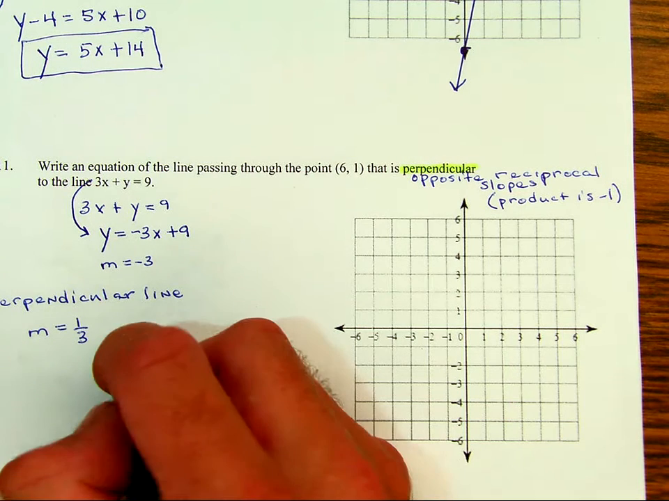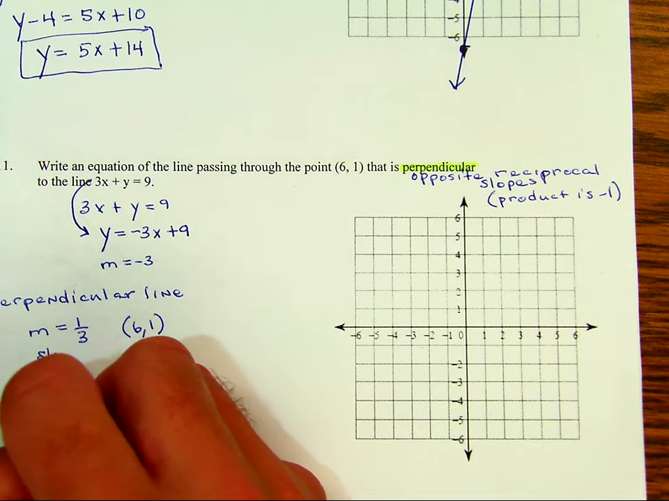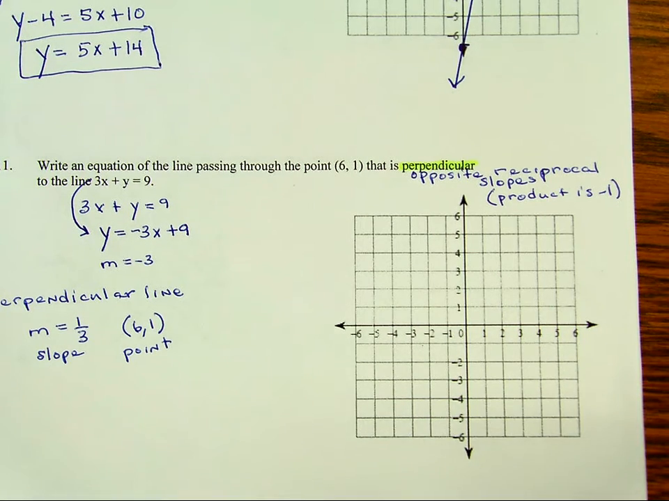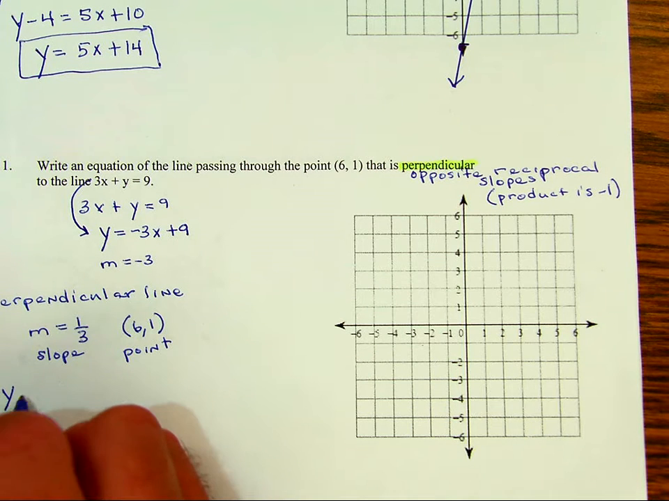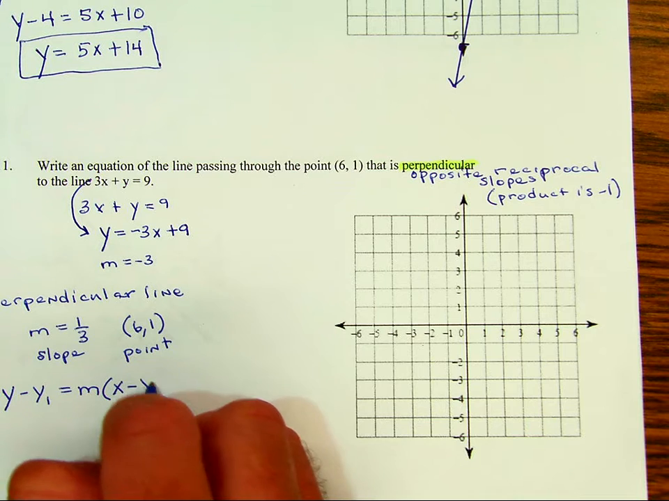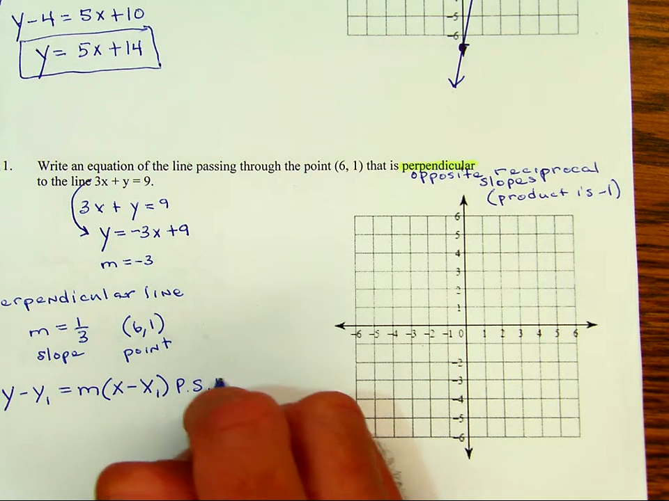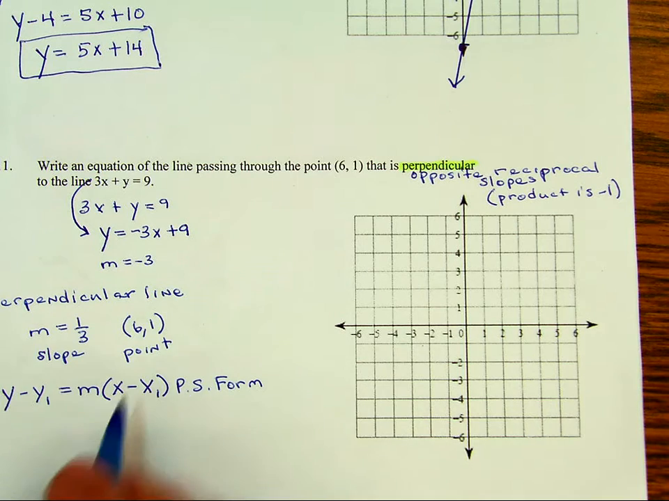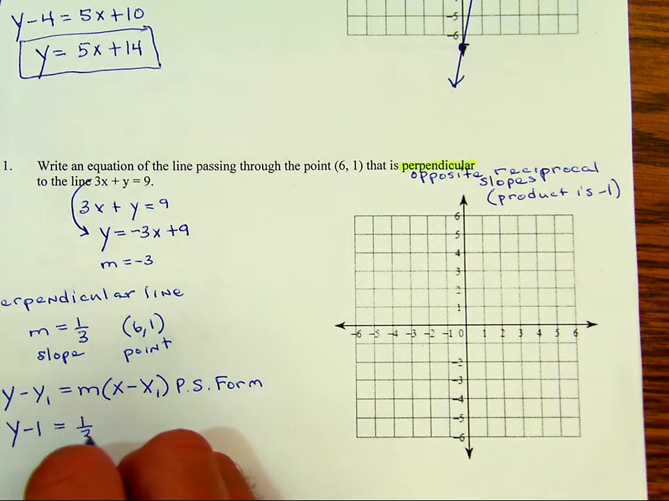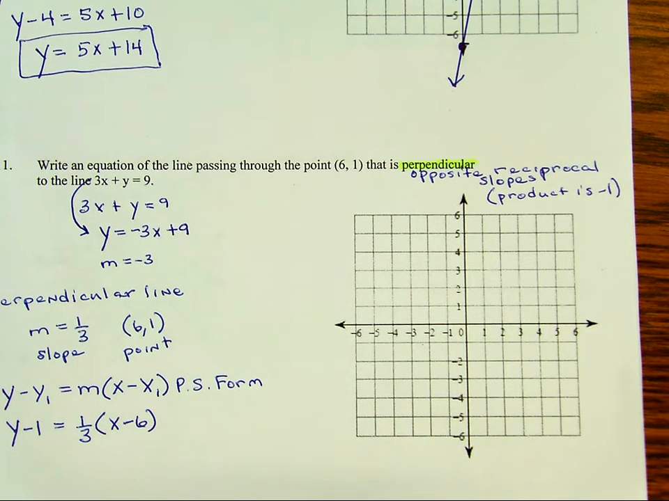Okay, I also know that it needs to pass through the point 6, 1. And so again, we have a slope and a point. So I'm going to start with point-slope form. So it's going to be y minus y1 equals the slope times x minus x1. This is point-slope form. Okay, the y coordinate is 1, so it's y minus 1. The slope is 1/3. The x coordinate is 6, so it's x minus 6.